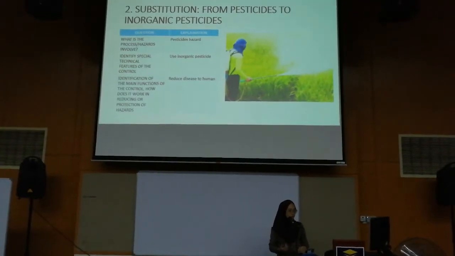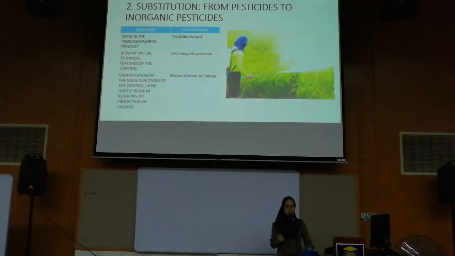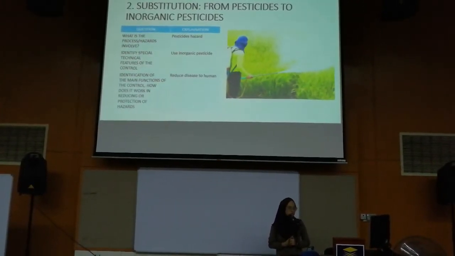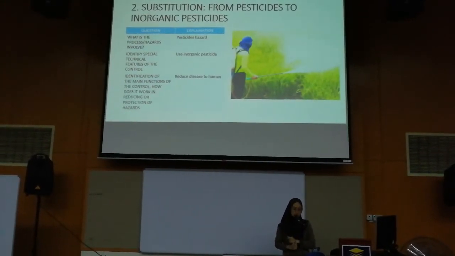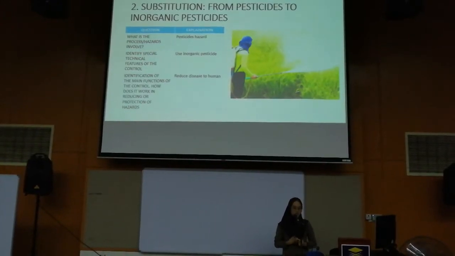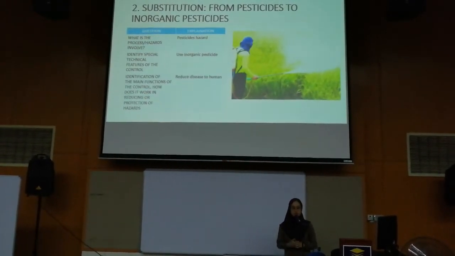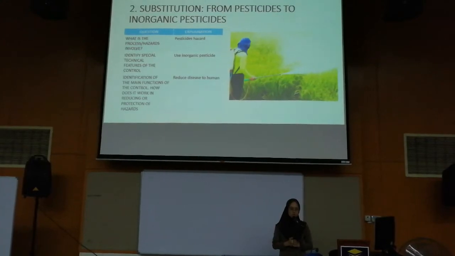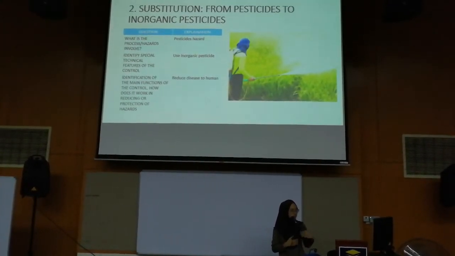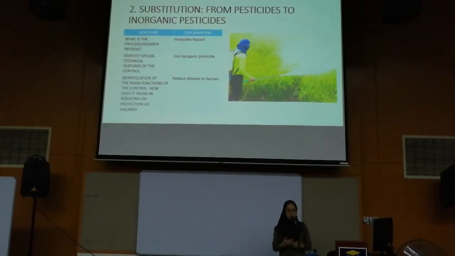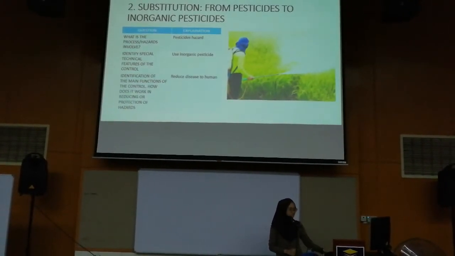So how to control this is by using inorganic pesticide, such as copper sulfate and ferrous sulfate. Inorganic pesticide is cheaper to buy and releases nutrients much faster. The function of this control is that it can reduce disease to humans.